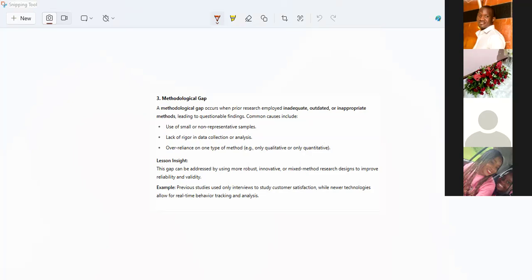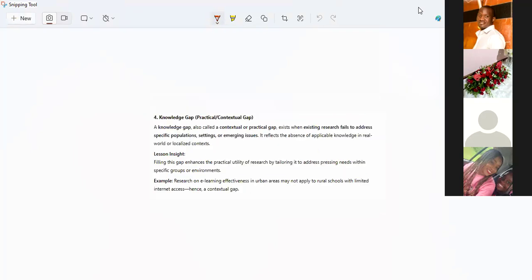So we also have the last gap, which we all are privy to. It's called the knowledge gap that most of you want to update. So the body of knowledge, I want to increase on the body of knowledge. So the knowledge gap is one which is contextual and practical. It exists when the existing research fails to address specific population or settings. So it reflects the absence of applicable knowledge in the real world. So here, you want to fill in a gap with practical utility of research by tailoring to address pressing needs within specific groups. This is called the knowledge gap.